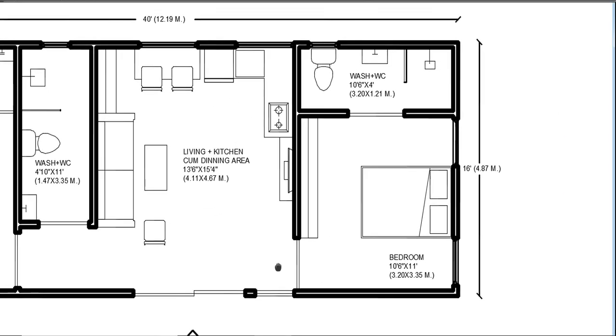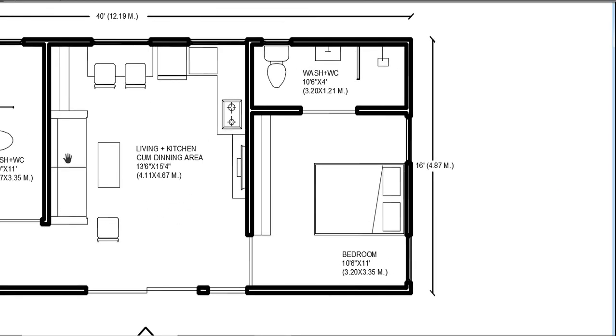So we have a living plus kitchen cum dining area. You can see here the sofa arrangement, tea table arrangement, chair arrangement, and also a TV on the front wall. And we have a kitchen cabinet with burner, sink and refrigerator arrangement. On the left side we have a dining counter with 2 chairs and a library section here, and we have 2 large size windows for ventilation and light purpose of this area.